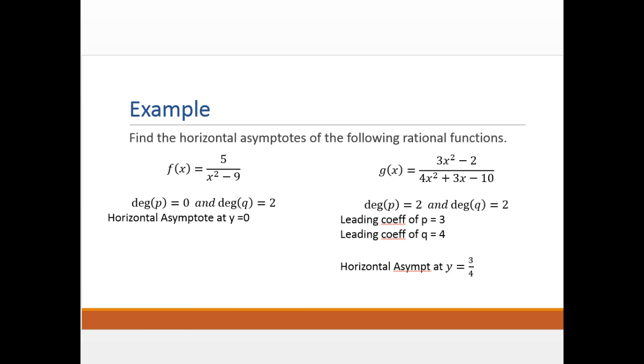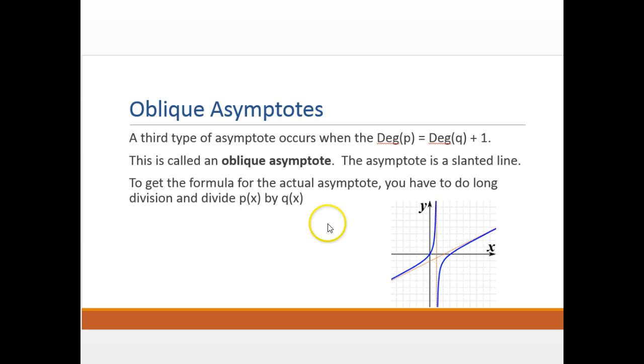The last type of asymptote we're going to talk about is what's called an oblique asymptote. And this is simply a straight line. It's not a horizontal or vertical line. It's a slanted line, but it's still straight. And this occurs when the degree of the numerator is simply 1 more than the degree of the denominator. To get the equation for this line, we simply have to divide the numerator by the denominator. We have to do synthetic division. And the quotient that we wind up with, not the remainder, just the quotient part, becomes the oblique asymptote.